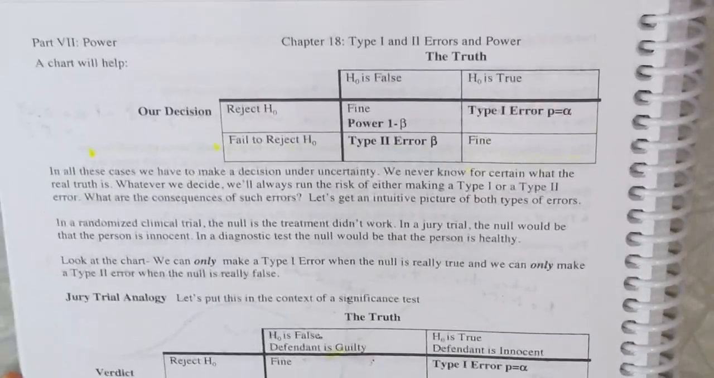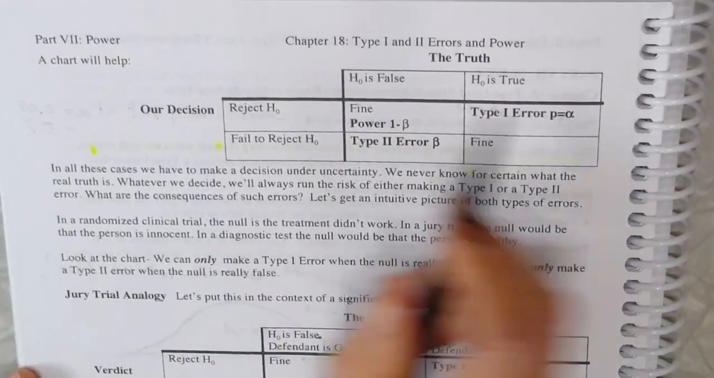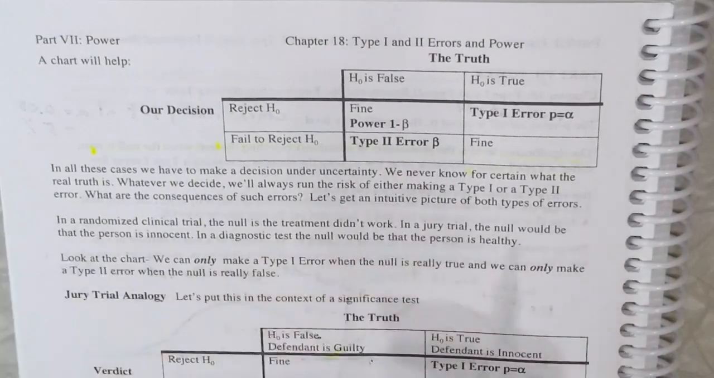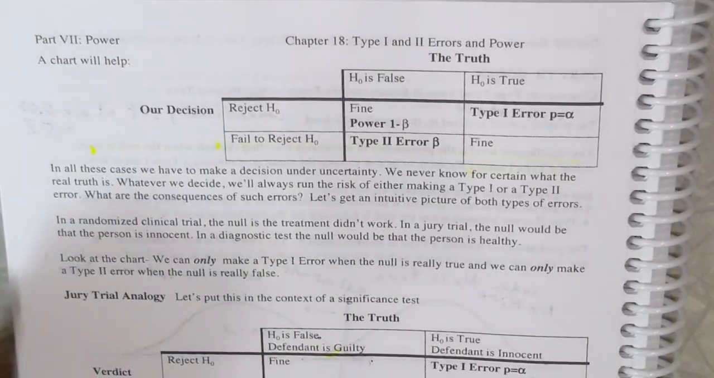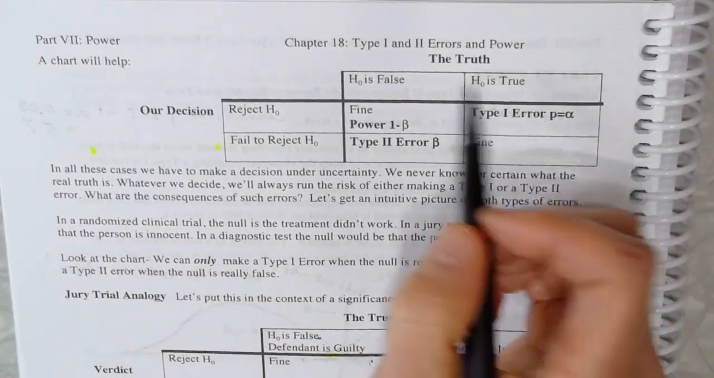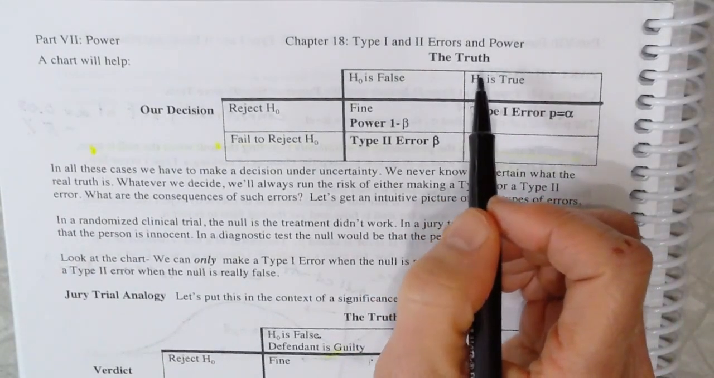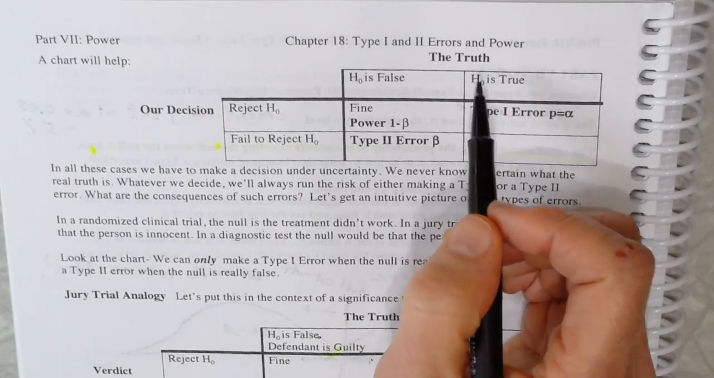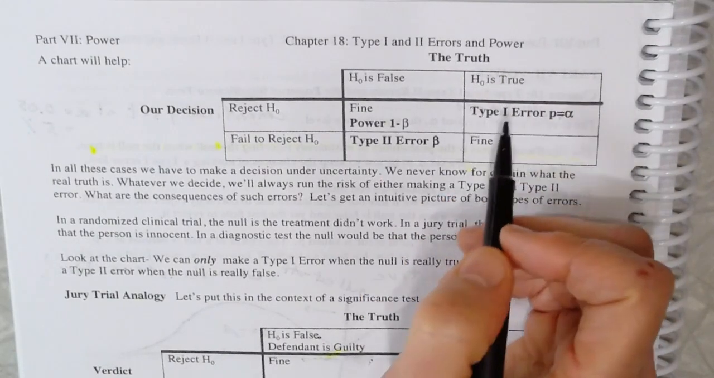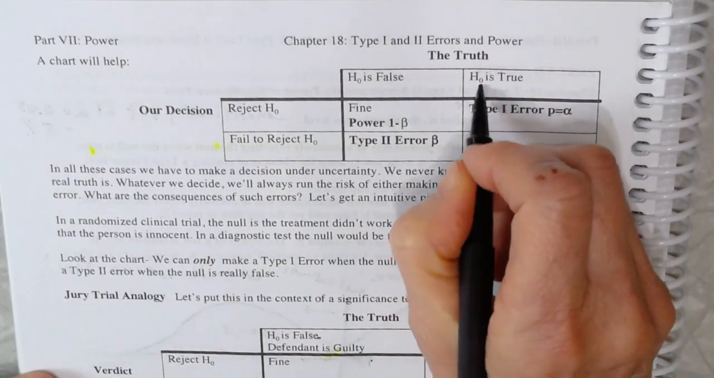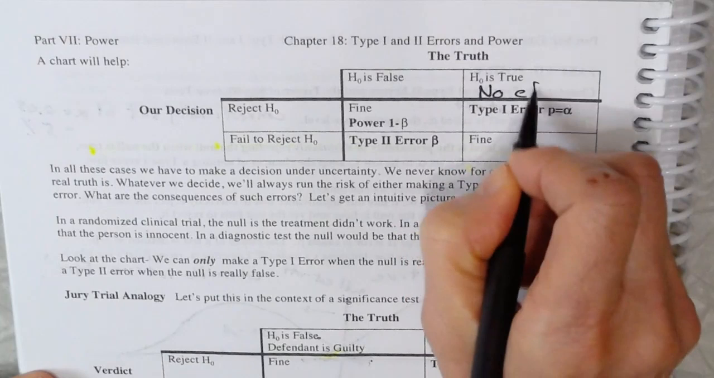So sometimes it helps to think of this as a chart. We're making a decision under uncertainty. The overlap of the two curves is uncertainty. So there's a truth out there. There either is a fire or there isn't a fire. So there either is no effect. The null is true, so nothing's going on, no effect, no fire.